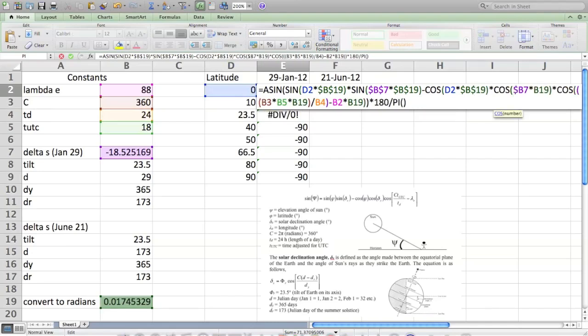Same with B7. Again with B19. Now into B3, B5, and B19. Let's finish up with B4, B2, and B19 again.